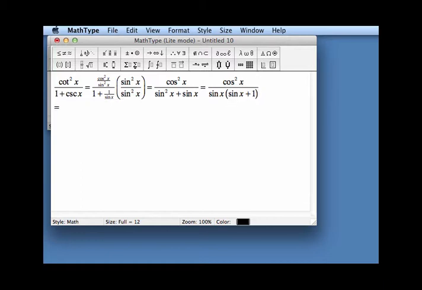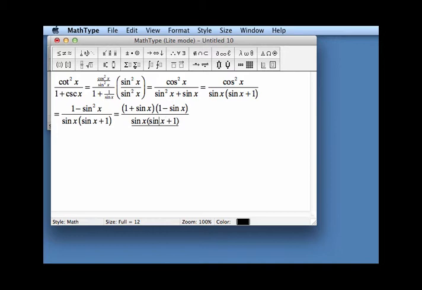So let's replace the top with 1 minus sine squared of x, and then the bottom we'll leave in factored form. Again, factored form's our friend. And if you notice, this is 1 squared minus sine squared, so the top can be written in factored form pretty easily by using the difference of squares pattern. And so we've got 1 plus sine of x and 1 minus sine of x. And the bottom is still sine of x times sine of x plus 1.